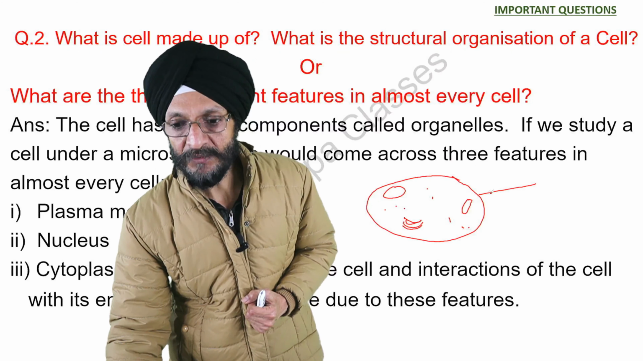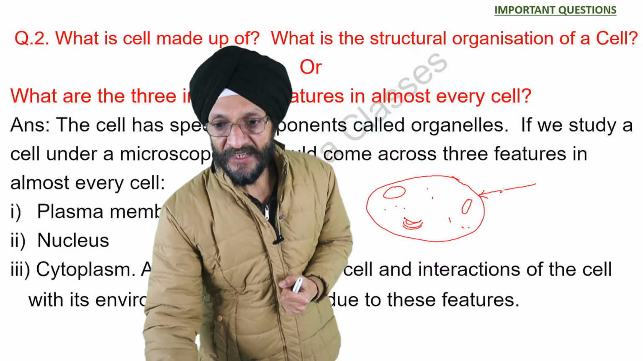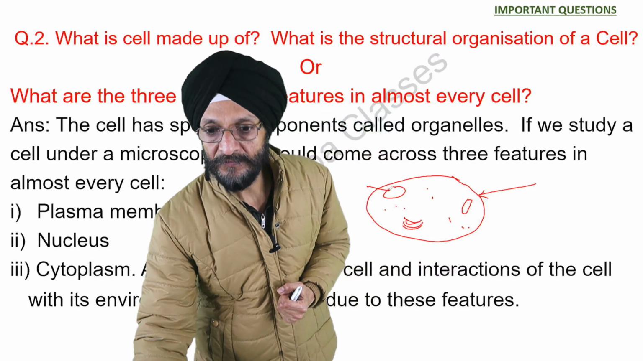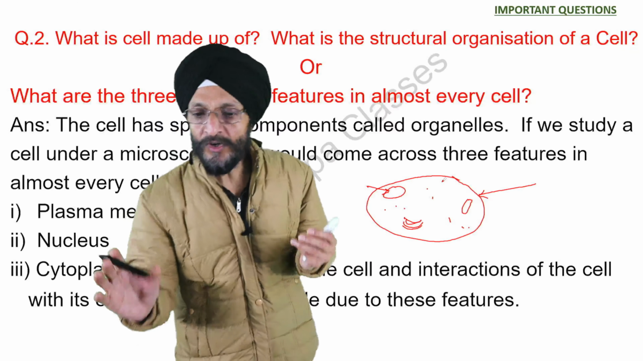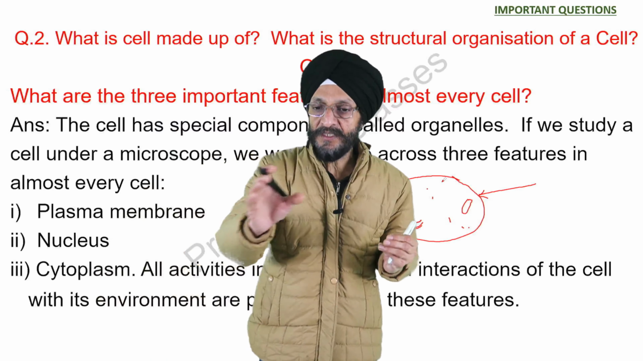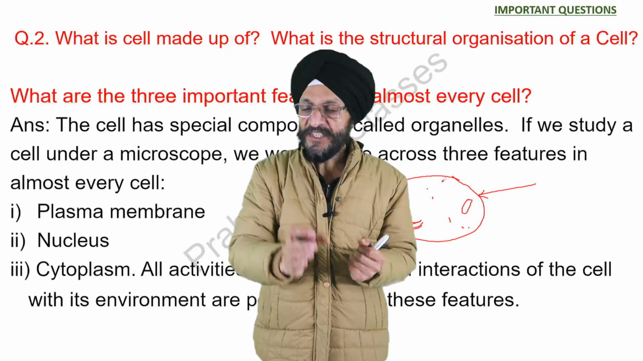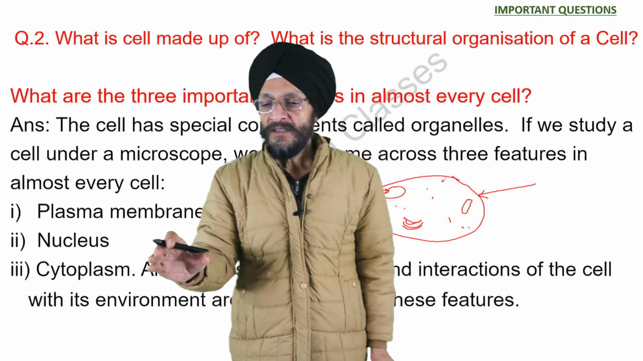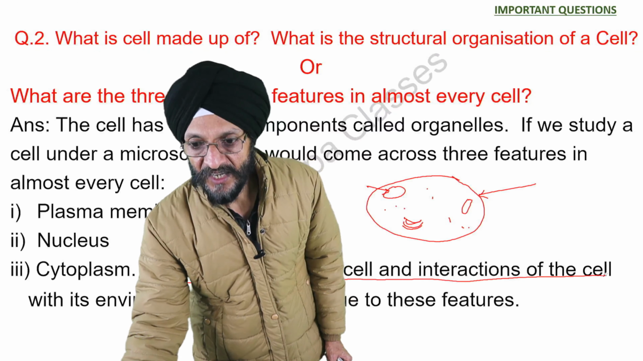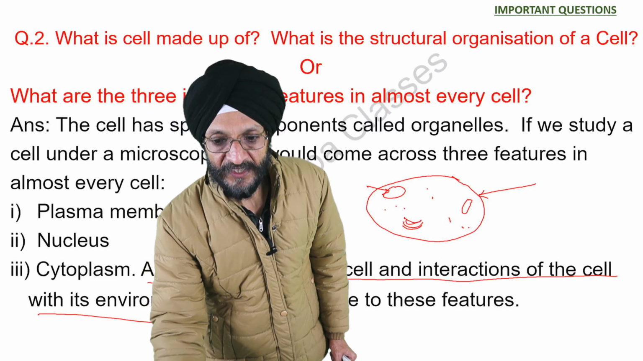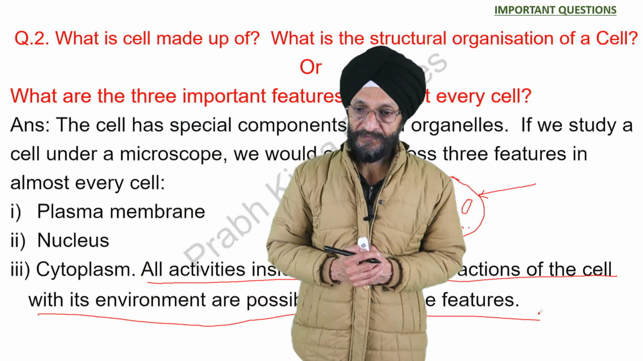First is the plasma membrane, which is the outer covering of the cell. Second feature is the nucleus, and the third is the liquid or fluid material which is present inside the cell, in which the different types of structures which are found inside the cell are present. All the activities inside the cell and interactions of the cell with its environment are possible due to these features.